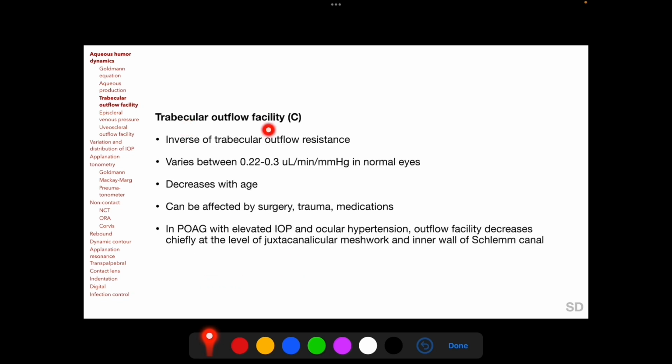Trabecular outflow facility is the inverse of trabecular outflow resistance, as we have mentioned, and it varies between 0.2 to 0.3 microliters per minute per millimeter of mercury in normal eyes. Trabecular outflow facility decreases with age, and it can be altered by surgery, trauma, and medications. In primary open-angle glaucoma patients with elevated intraocular pressure and in individuals with ocular hypertension, the outflow facility decreases, chiefly at the level of juxtacanalicular meshwork and the inner wall of the Schlemm canal, as we have discussed in a previous session, and is very important to remember.